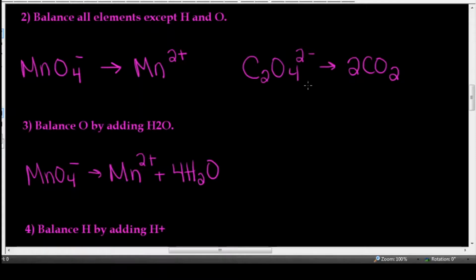In this half reaction, I've got 4 oxygens on the left and I have 4 oxygens on the right. So this guy's already balanced. So I'm just going to rewrite it.